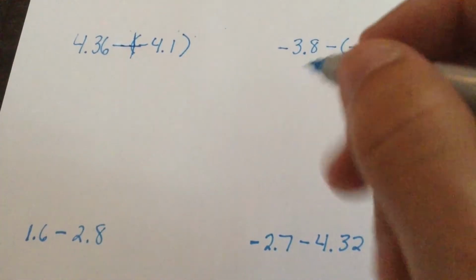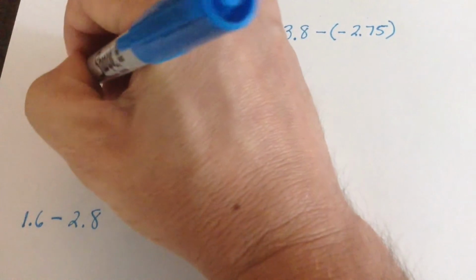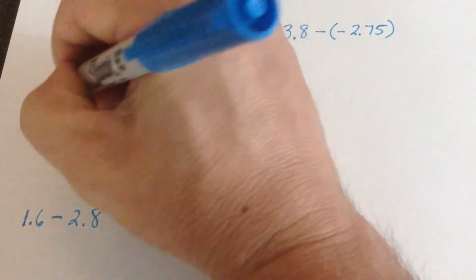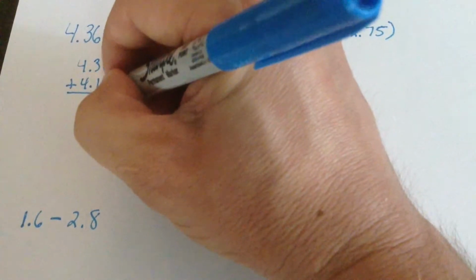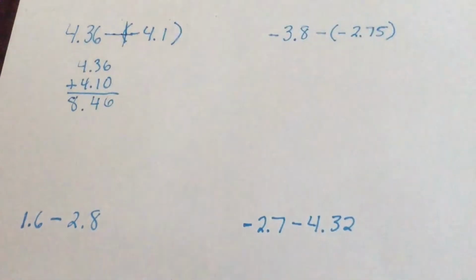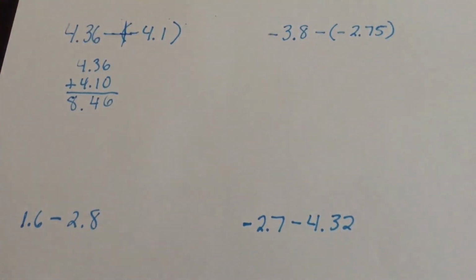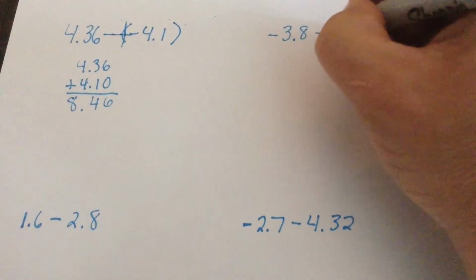Okay, so the first problem here is 4.36 plus 4.1, and I've got to add a 0. Okay, and that's just adding. So 6, 3 and 1's 4, and 8. And that's just 8.46.